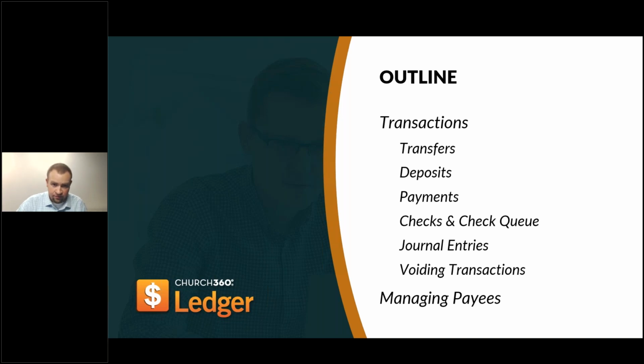Journal entries, which are essentially any other type of transaction, but done with credits and debits. Voiding transactions, where you take a transaction that has a mistake and delete it, or editing transactions, where you take a transaction that has a mistake and you fix it. Finally, we looked at managing payees, which is a really straightforward process. I probably went over it too quickly, so feel free to ask any questions about that.